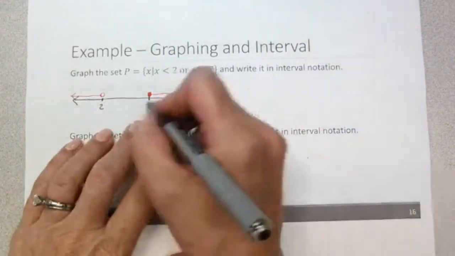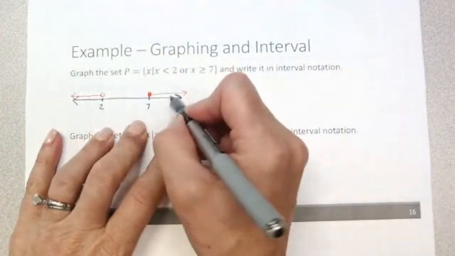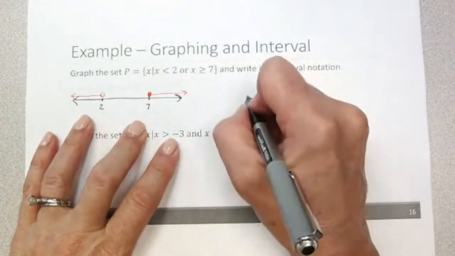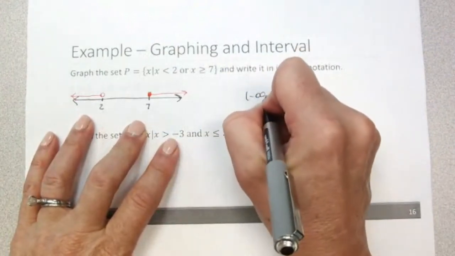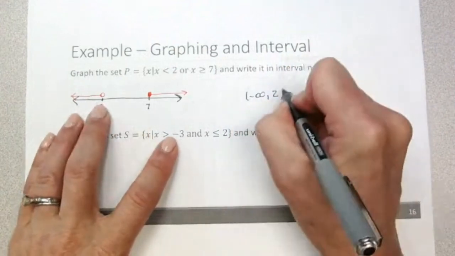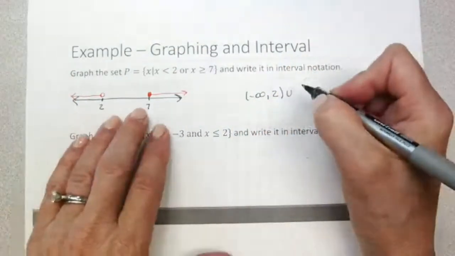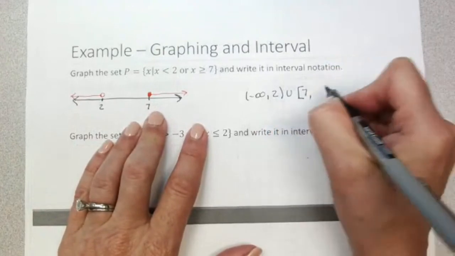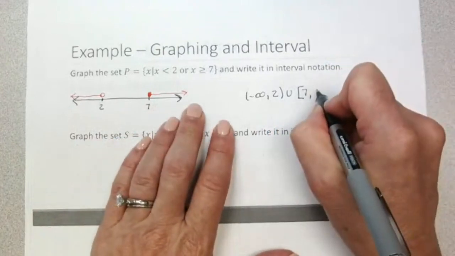In interval notation, we've got 2 lines, so we have 2 sets, right? We have 2 continuous sets. The first set, negative infinity to 2, but open at 2, in union with the second set, closed at 7, that's a square bracket, and going on forever to positive infinity.